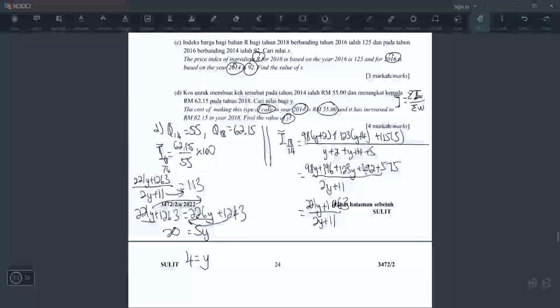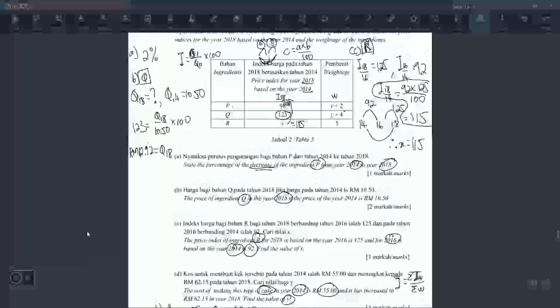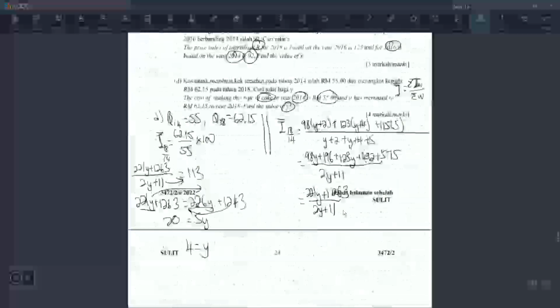Okay. So is that what the question asks? Find value of y. So sudah siap. So I think I finished the whole question already. This is how you get 10 marks, right? 3, 3, yeah. Betul.